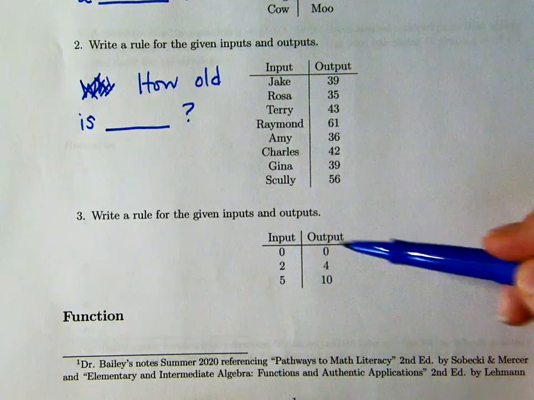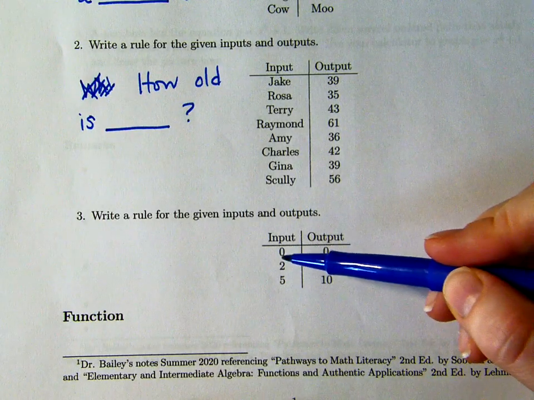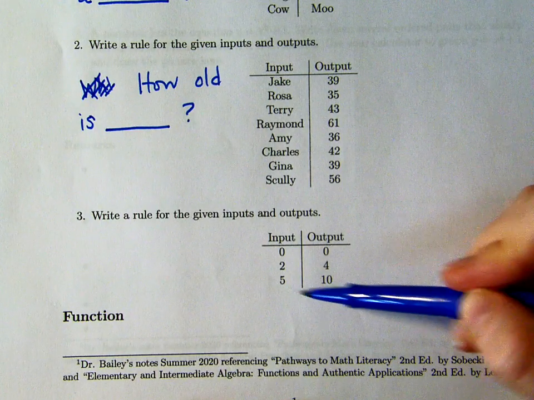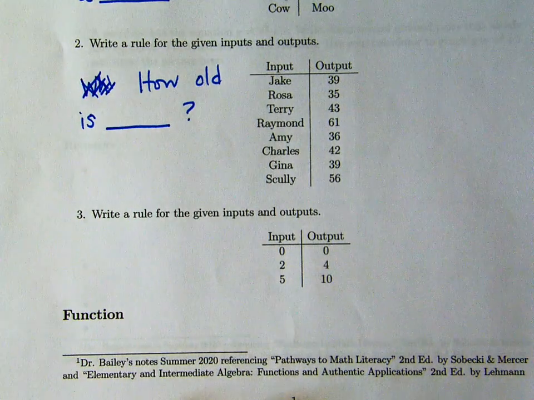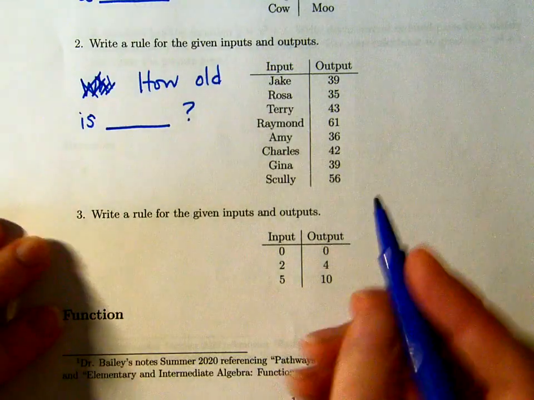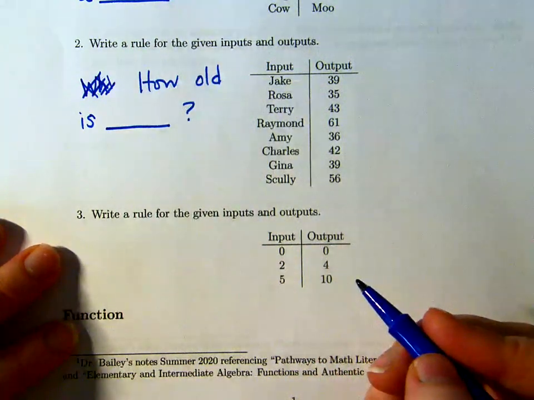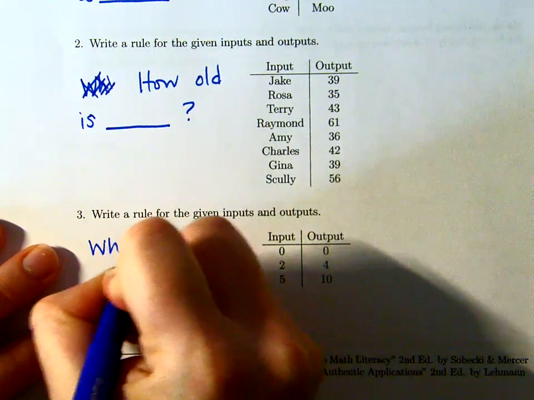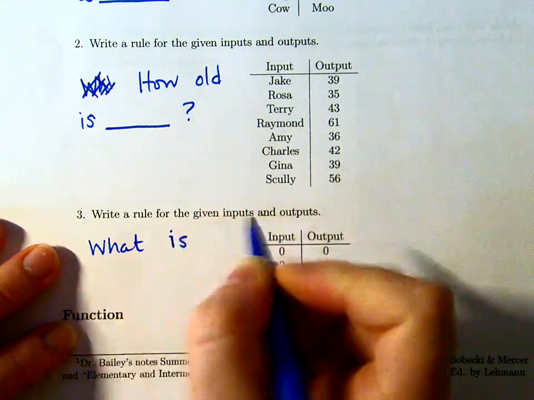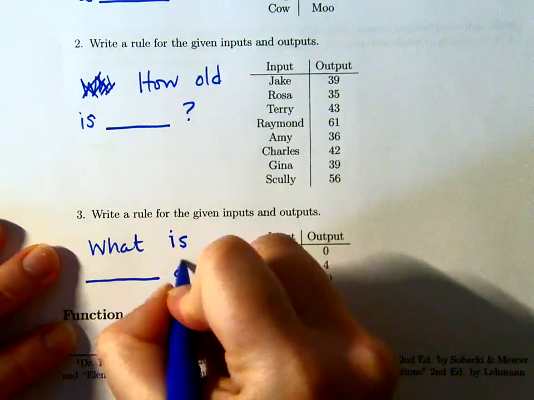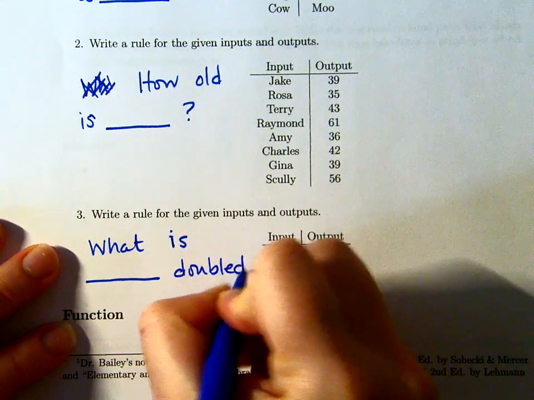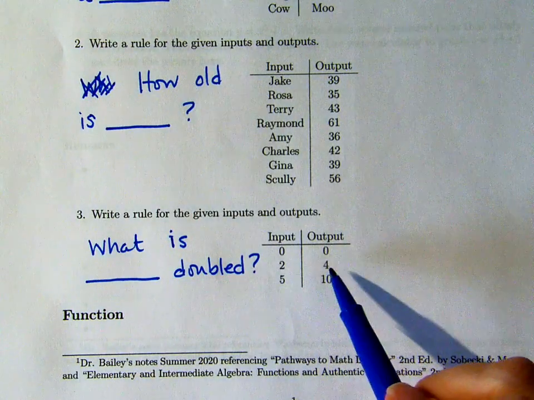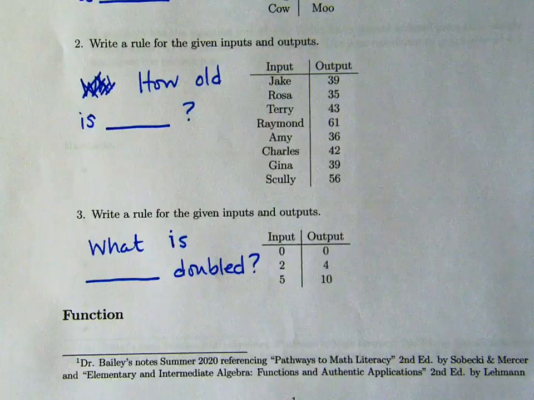Ooh, more vague here. Input 0, output 0. Input 2, outputs 4. Input 5, outputs 10. I think they're doubling. So, what is blank doubled? What is 0 doubled? 0. What is 2 doubled? 4. What is 5 doubled? 10.